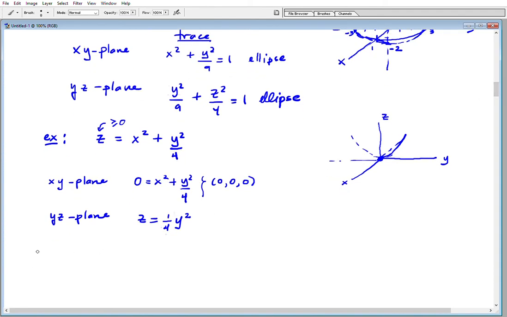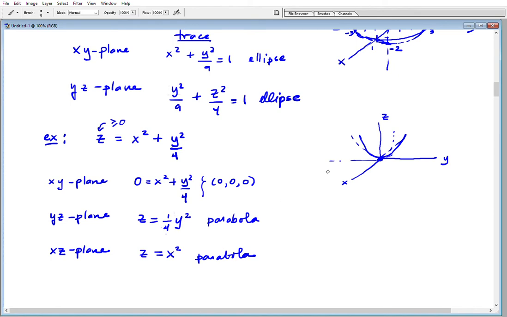All right, let's look at the trace in the XZ plane. One second, I wrote XY, I meant to write XZ. Okay. Set y equal to 0, and we have z equal x squared. Another parabola. Okay, this one's a little tighter, but it's hard to draw it exactly, but it's another parabola right here. And then it sort of goes behind like that.